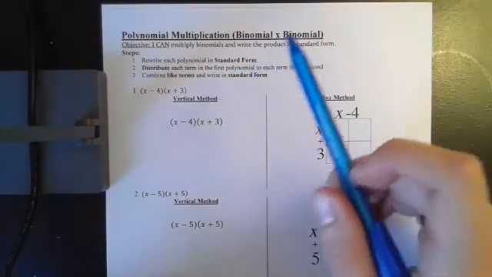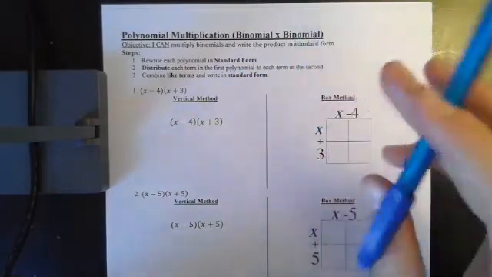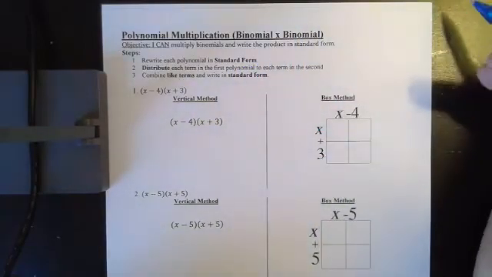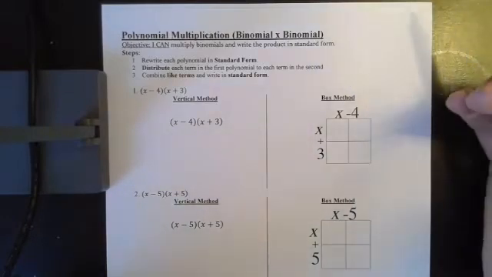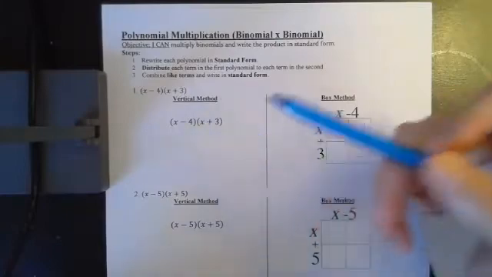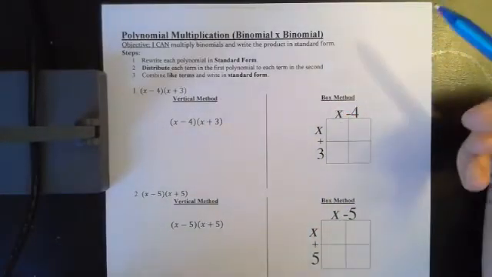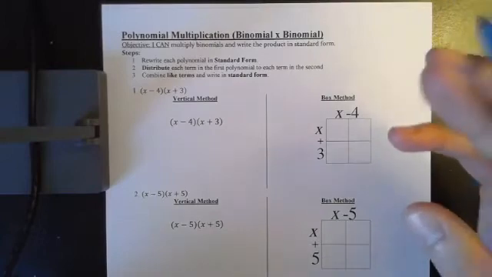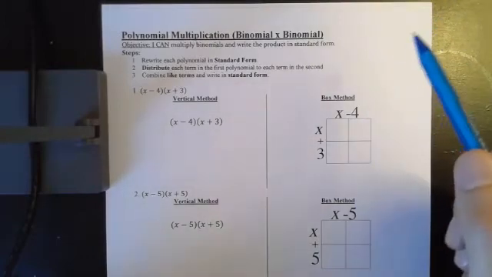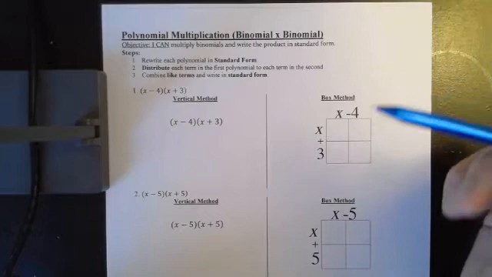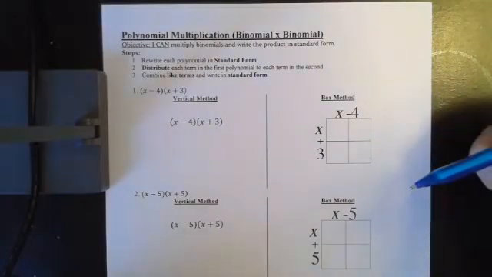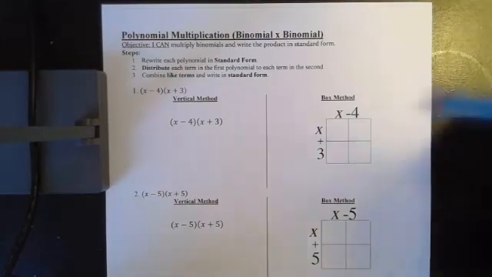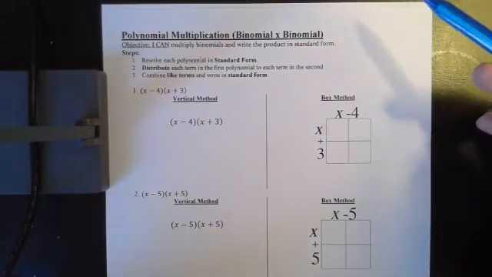Our second step is going to be to distribute each term in the first polynomial to each term in the second polynomial. So depending on which method that you use, you might be using the FOIL method, or how it's written here, the vertical method, or you could be using the box method. Either way, you're using the distributive property. And then finally, you're going to combine like terms and write your final answer in standard form. So as long as you start in standard form, then once you distribute, you're going to have some like terms that you'll be able to combine, and then it should already be in standard form for you.